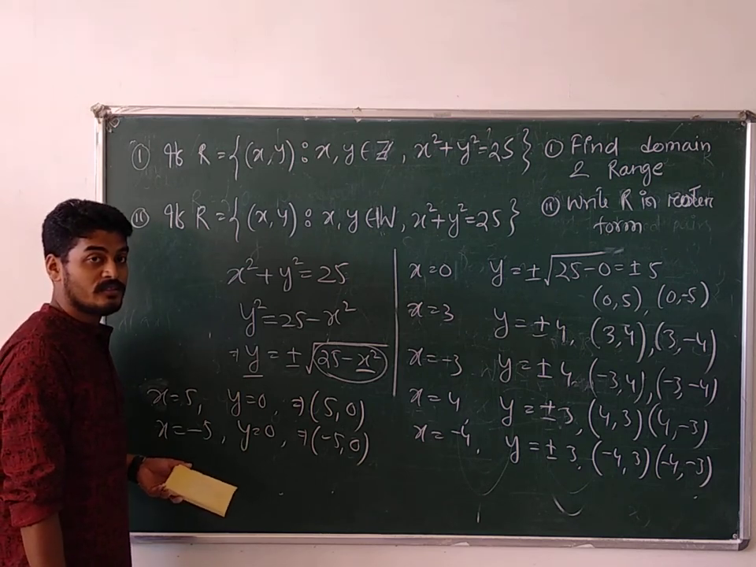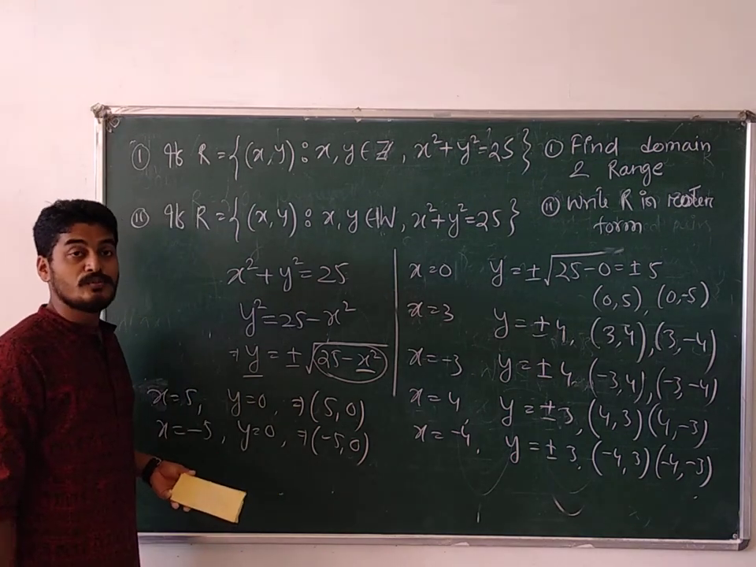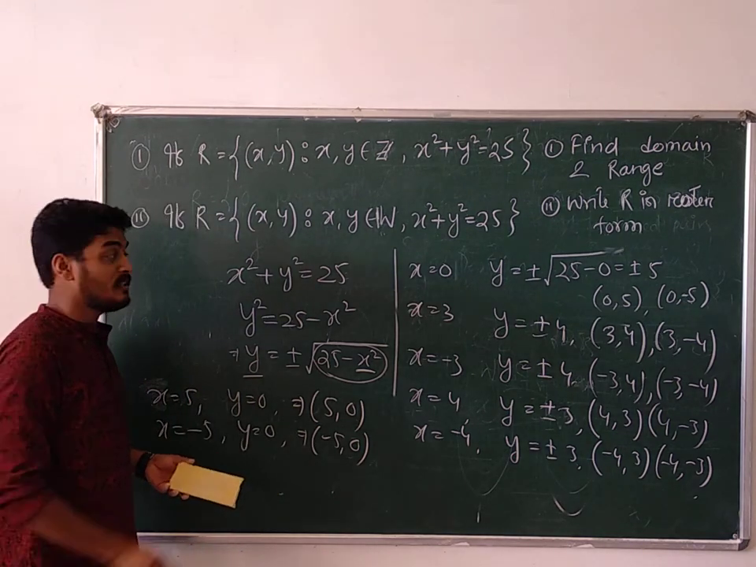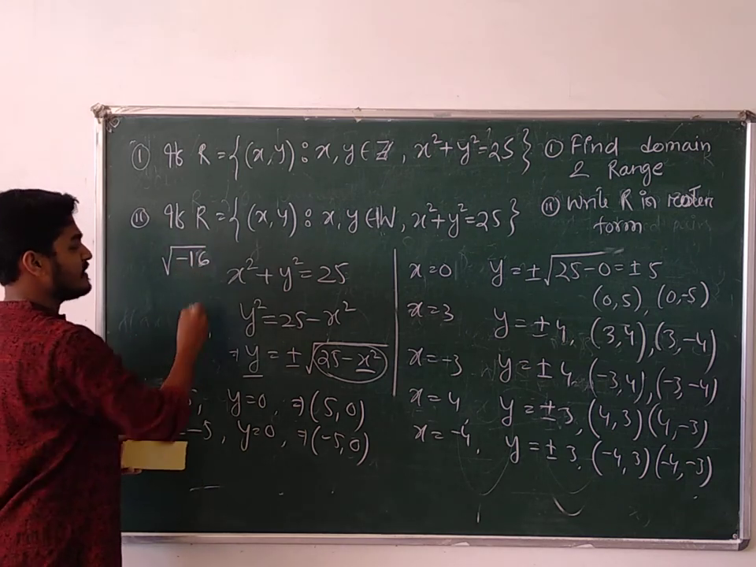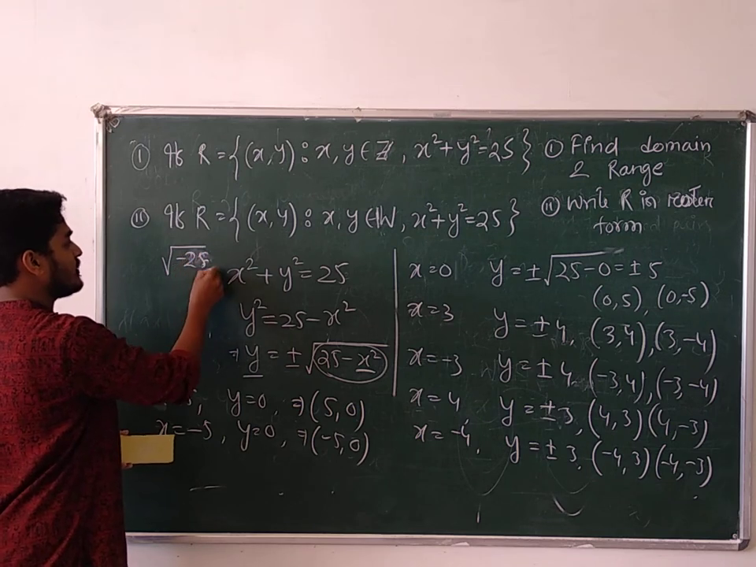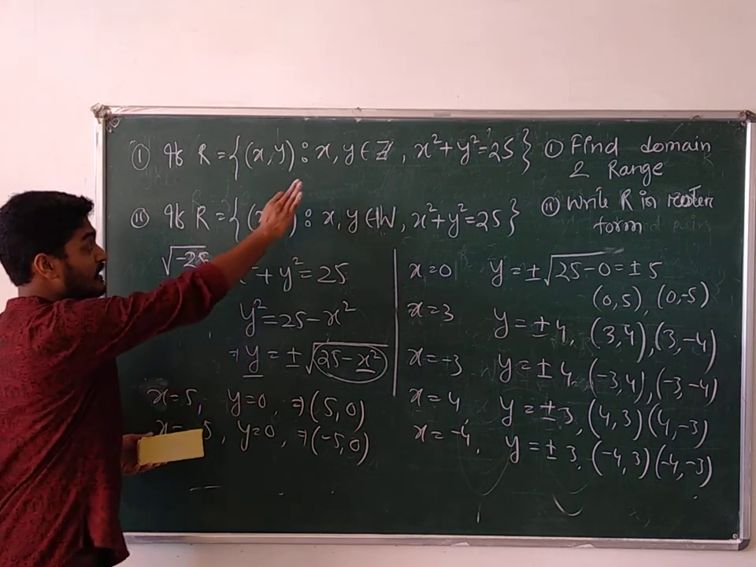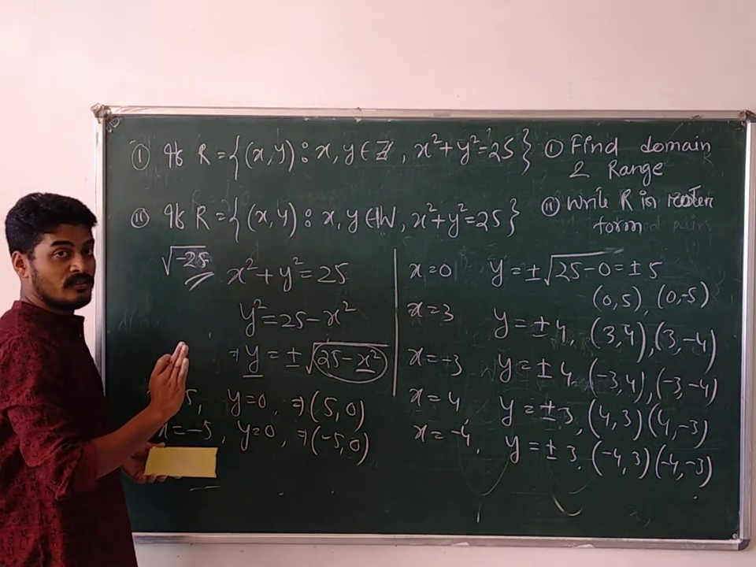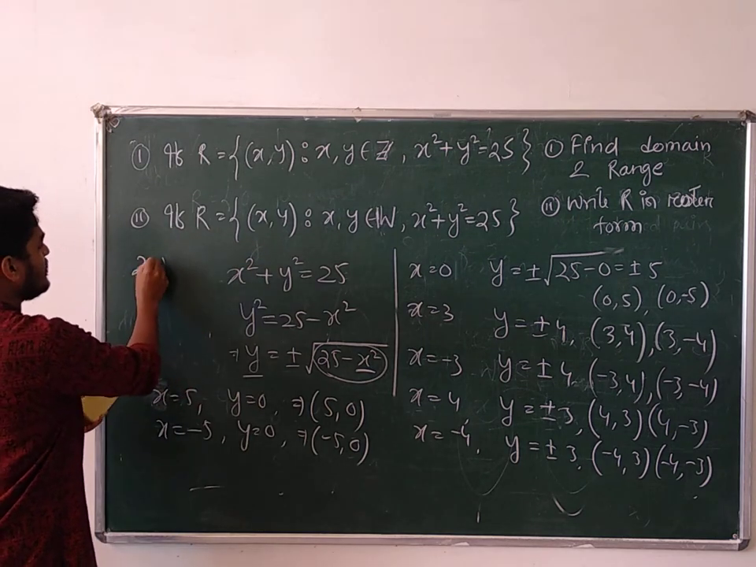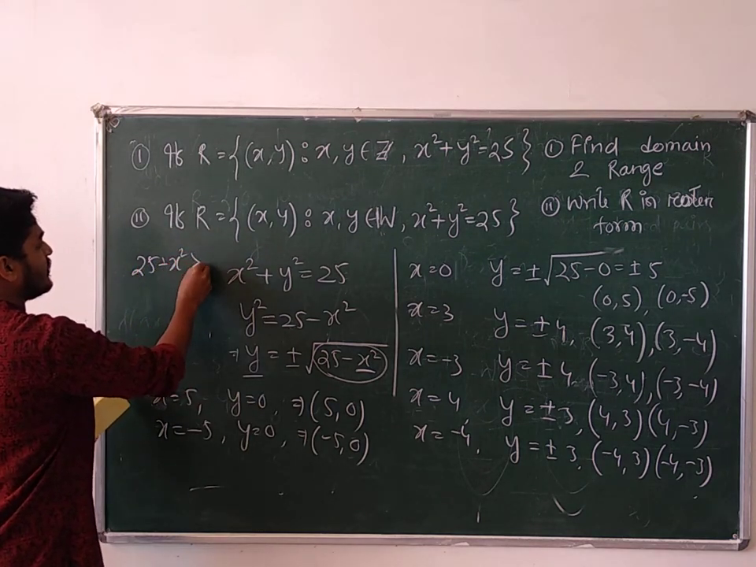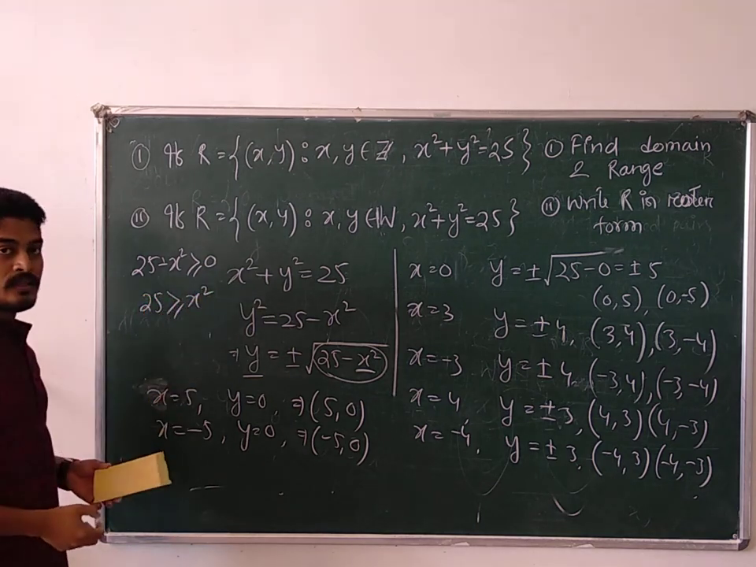Are you getting my point? The expression which lies under the square root should be a positive quantity always, because you cannot find out the square root of any negative quantity. Square root of minus 16 cannot be found out. Square root of minus 25 is a complex number. Square root of a negative quantity is a complex number. That means first of all, to be an integer, to be a whole number, to be a real number, that expression should be greater than or equal to 0. That means you can say that 25 minus x square should be greater than or equal to 0, or you can say that 25 is greater than or equal to x square.